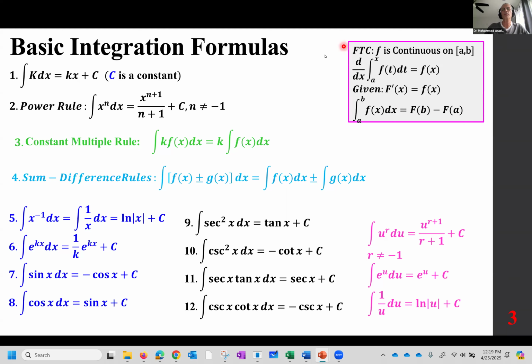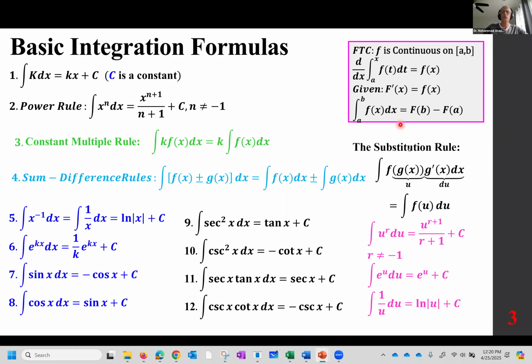Here's the FTC, fundamental theorem of calculus. If f is a continuous function on the closed interval a to b, d dx of the integral from a to x of f of t dt is f of x. This means if you integrate f of t dt from some number to x and then differentiate that, you get f of x back. Given capital F prime equals lowercase f of x, the integral from a to b of f of x dx is capital F of b minus capital F of a. This is a definite integral and it is a number, everybody.